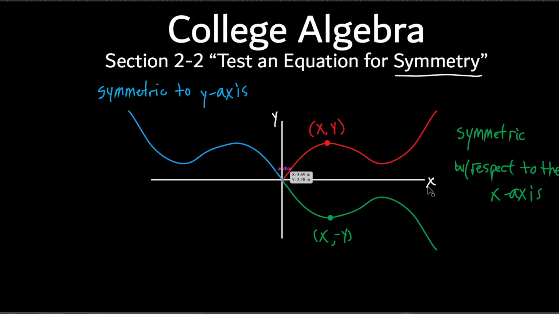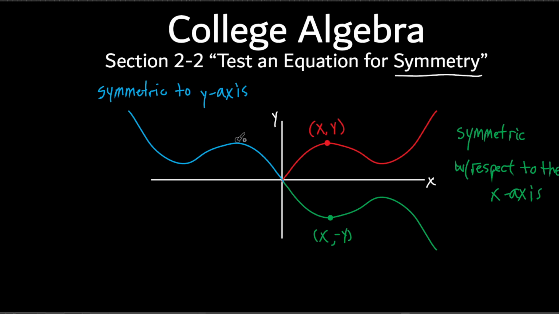If I stuck a mirror right along the x-axis and I flipped it like this, or a glass or something, you could see through it, what would it look like? It would look like this red one is going down here like this. What if I put a mirror along the y-axis? It looks like that red one would flip over here like this. You with me on that?